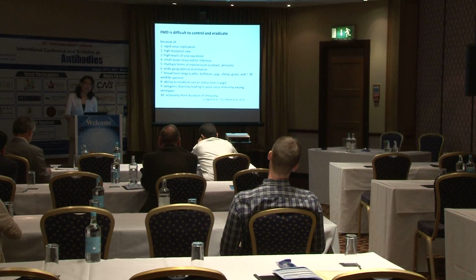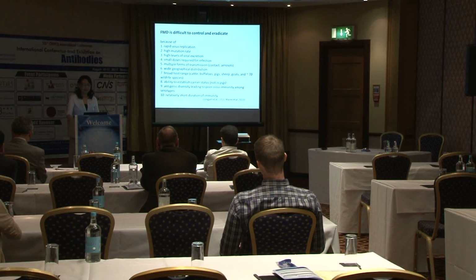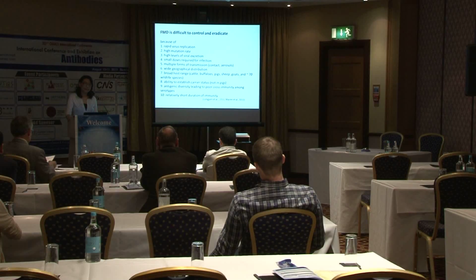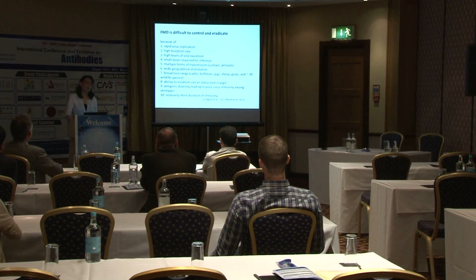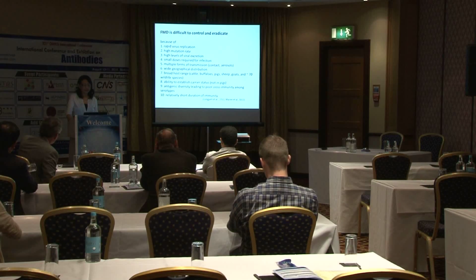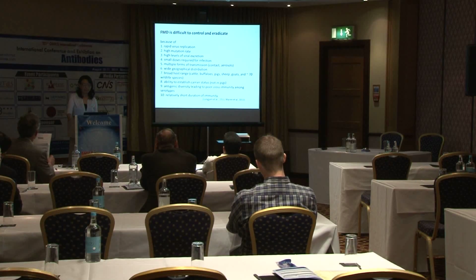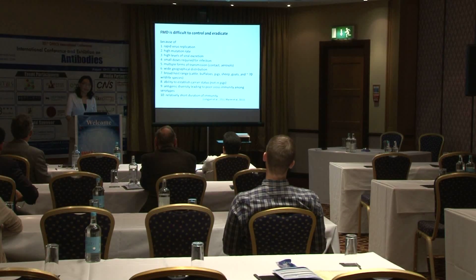There are 10 reasons that explain why FMD is difficult to control and eradicate. The first one is rapid virus replication, and the virus also has a high mutation rate and high levels of viral excretion. For infection, only a very small dose of virus is needed. There are also multiple forms of transmission, including contact or aerosols. There is a wide geographical distribution, and the virus can infect a broad range of animals, such as cattle, buffaloes, pigs, sheep, goats, and about 70 wildlife species.